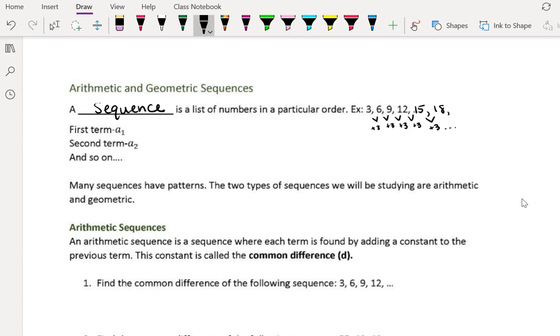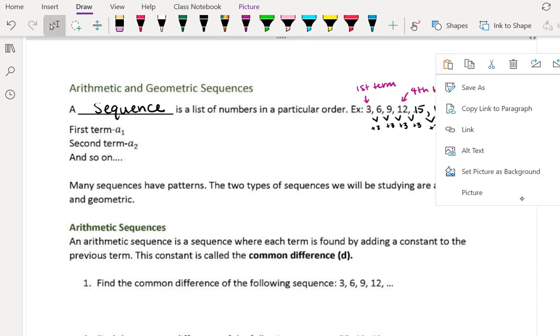Some vocabulary terms. So in a sequence, each one of these values or each number is considered a term, all right? So 3 is the first term. 6 is the second term. 9 is the third term. 12 is the fourth term.